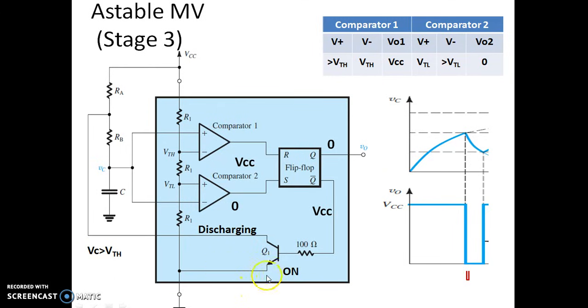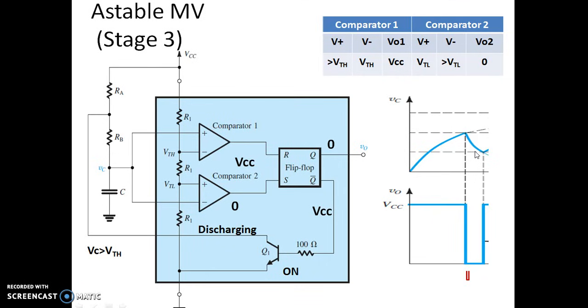So this will get discharged as soon as the capacitor voltage exceeds VTH. You can see here, this is what is happening. As soon as it tries to exceed VTH, now the capacitor has started discharging. So that's what is shown here. In this region, as soon as it enters, it is greater than VTH, it starts discharging.